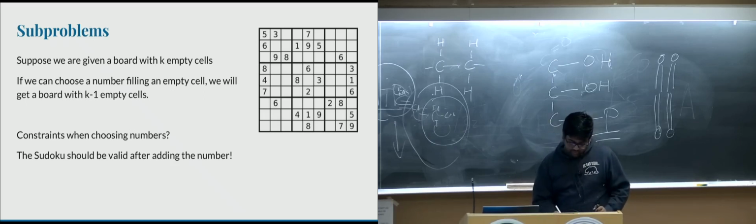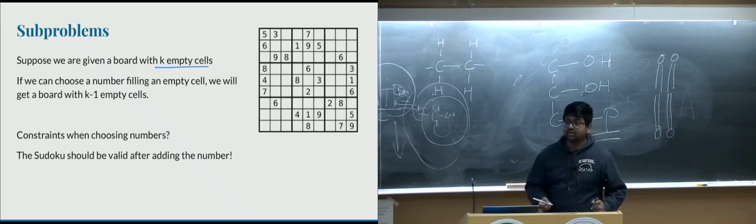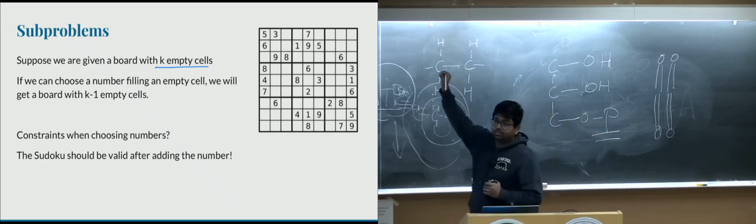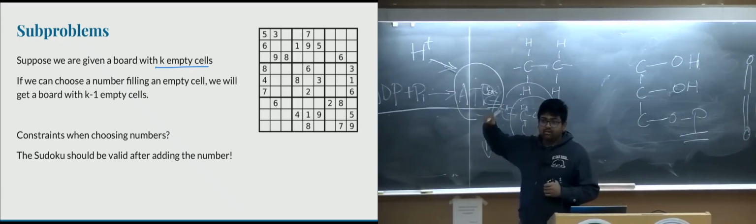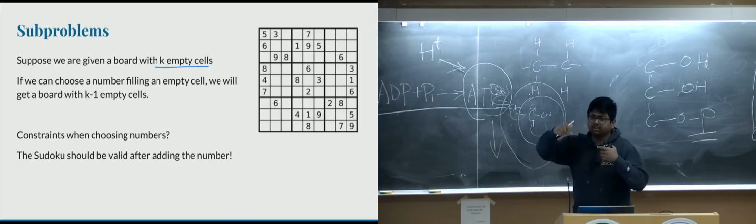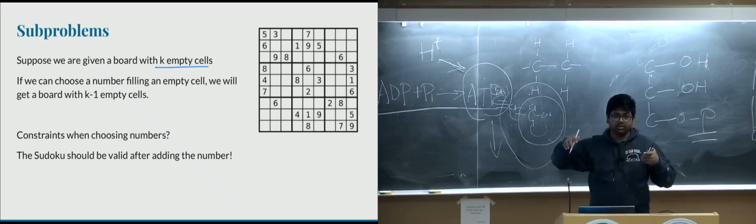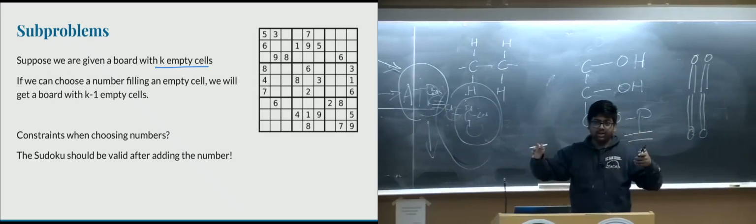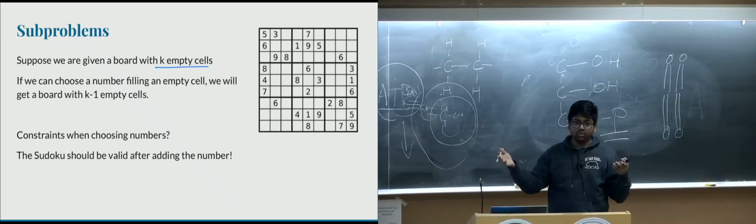So we are given k empty cells, and we can choose a number for filling an empty cell, and then we'll get a board with k minus 1 empty cells. Once we select a particular cell, we fill it. After that, we'll have k minus 1 empty cells, right? That's what it is saying. So it is kind of like trying to make a recursion. Initially we start with a Sudoku with k blanks. We fill something, then we'll end up with k minus 1 empty cells, right?